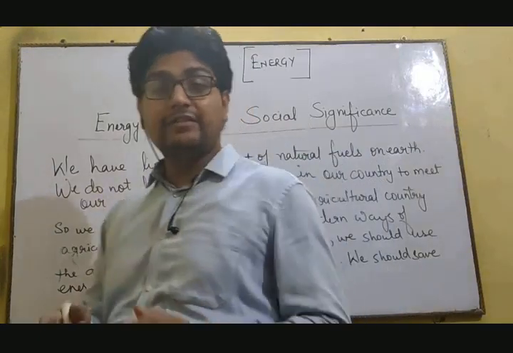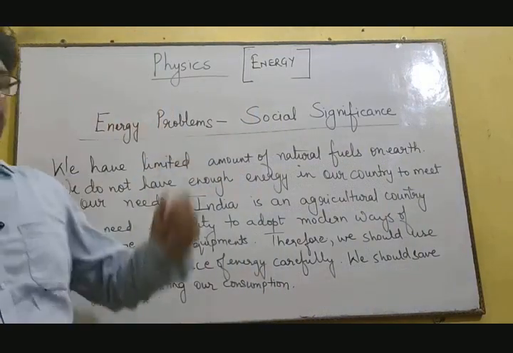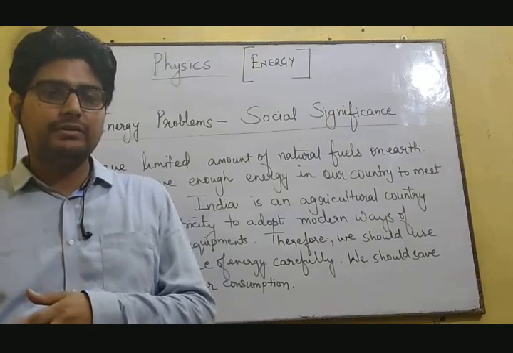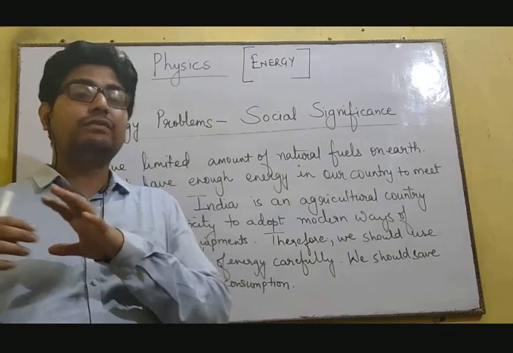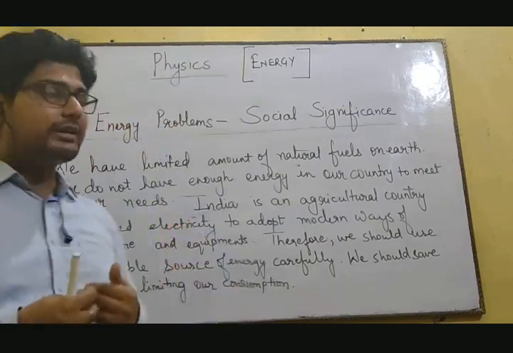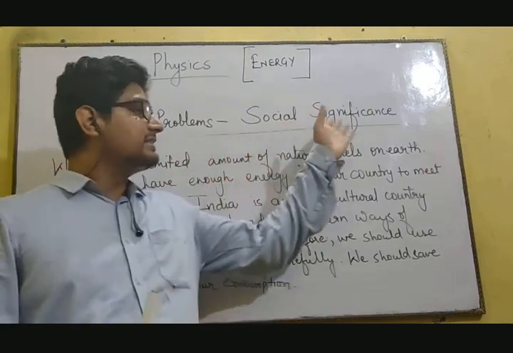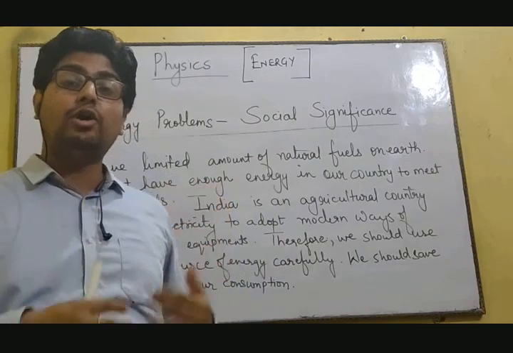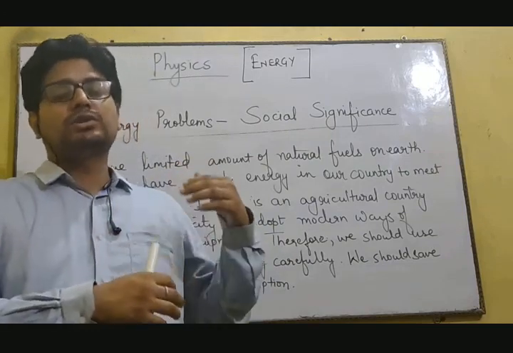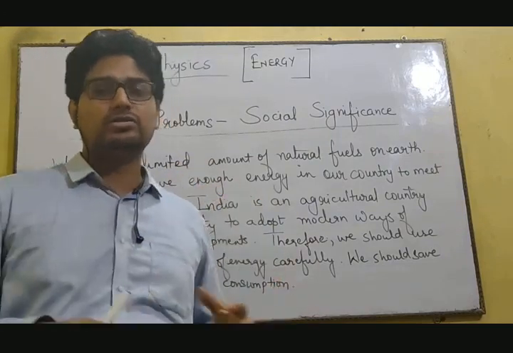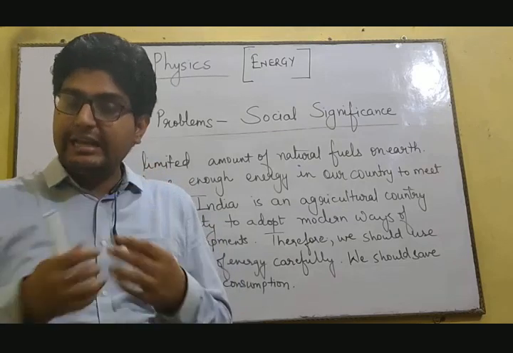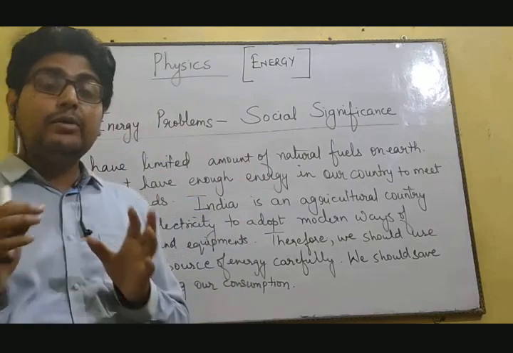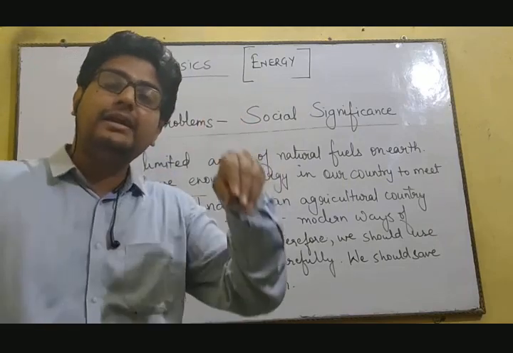Now we are going to discuss a very important topic, that is energy problems. Energy problems means what kind of problems we are facing when we are using one form of energy or another form of energy. So basically it is a social significance, and we are dependent more upon non-renewable sources of energy. These are the sources of energy which will get exhausted after some period of time, which are going to run out, and we will never get them back again. We are more dependent upon that.